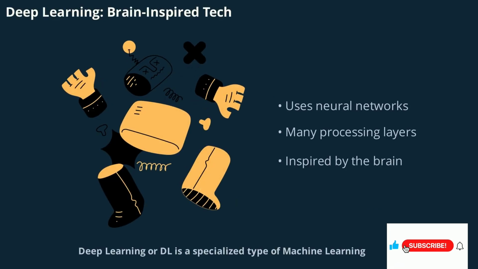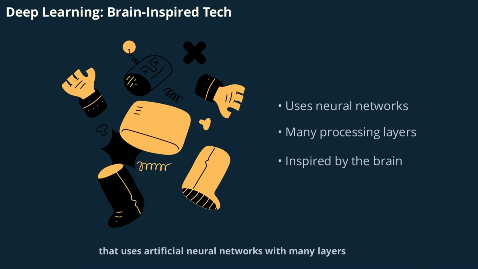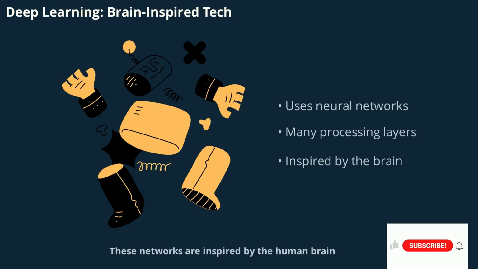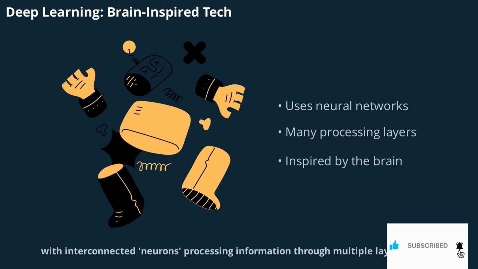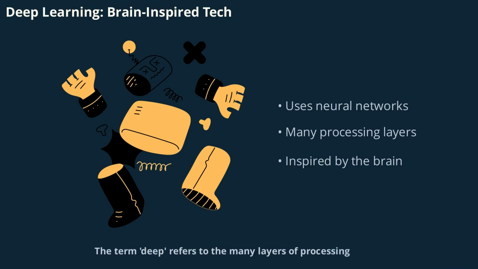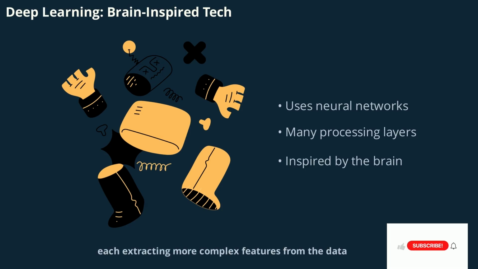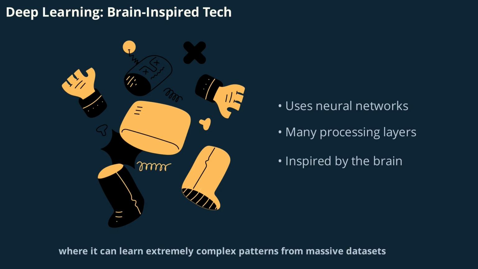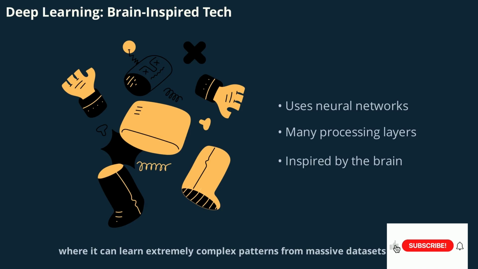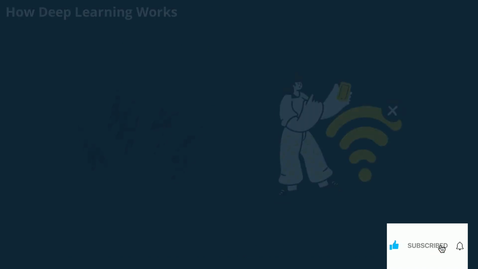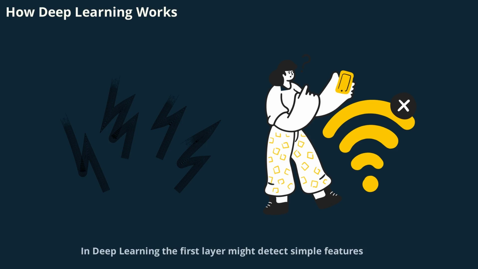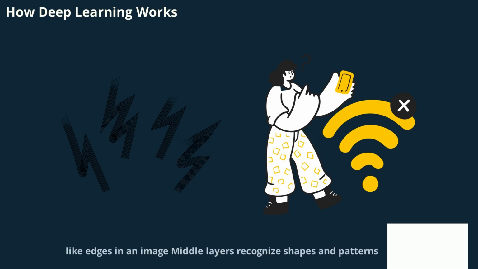Deep learning, or DL, is a specialized type of machine learning that uses artificial neural networks with many layers. These networks are inspired by the human brain, with interconnected neurons processing information through multiple layers. The term deep refers to the many layers of processing, each extracting more complex features from the data. Deep learning is especially powerful for tasks like image and speech recognition, where it can learn extremely complex patterns from massive datasets.